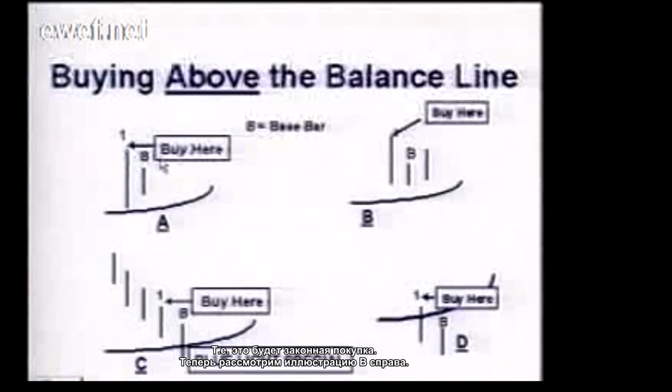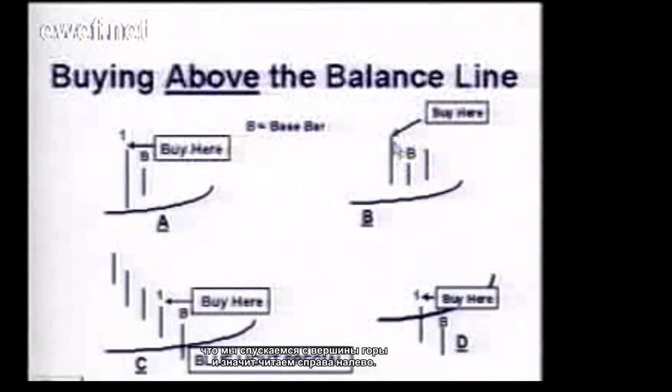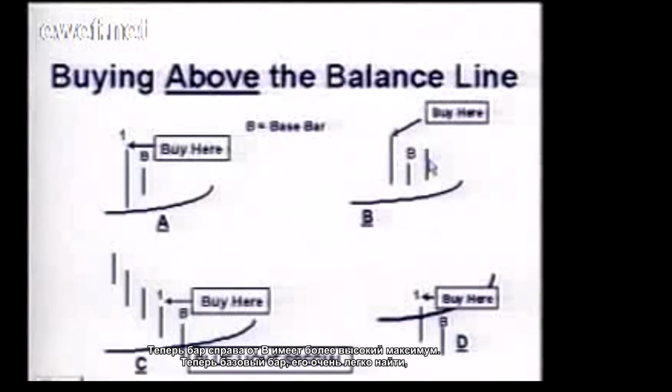Now let's look over to the right to illustration B. Very similar to illustration A, and we're looking only at the highs because we want to buy here. Here's our first bar, and then we have a lower high, which creates a base bar. Now we have a base plus 1 because we're going away from the balance line, which means we're traveling downhill, and we're reading from right to left. Then this bar to the right of B has a higher high.